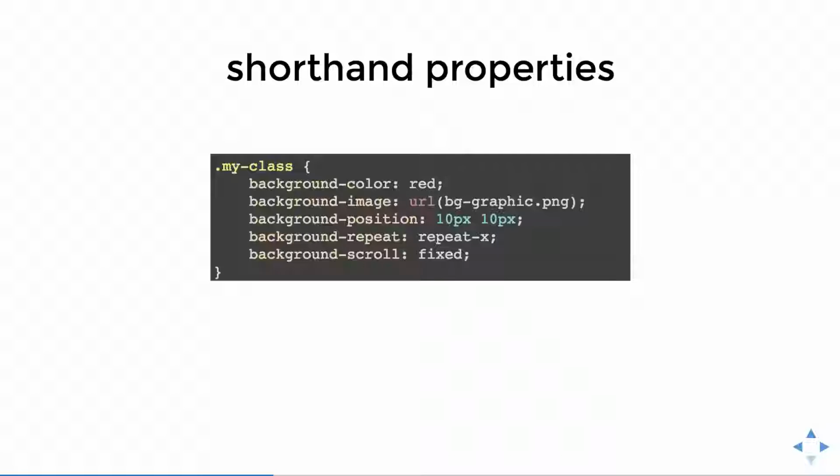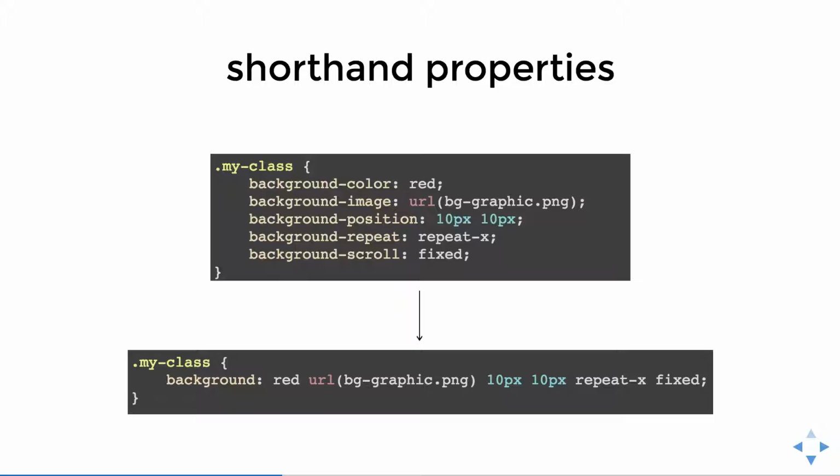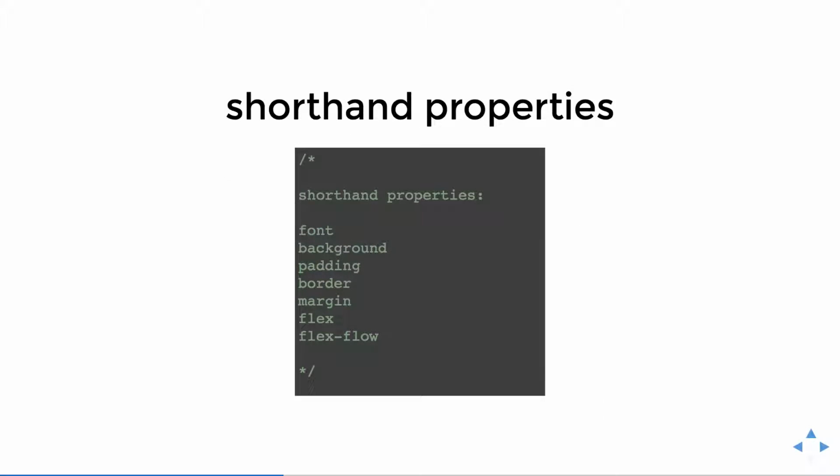Same with background. The background one isn't as logical, unfortunately. That's the longhand. There's a shorthand variant as well. So these shorthand properties basically let you set a bunch of them in bulk. And there's a number of them: font, background, border, margin, flex, flex-flow, probably some others as well. Okay.